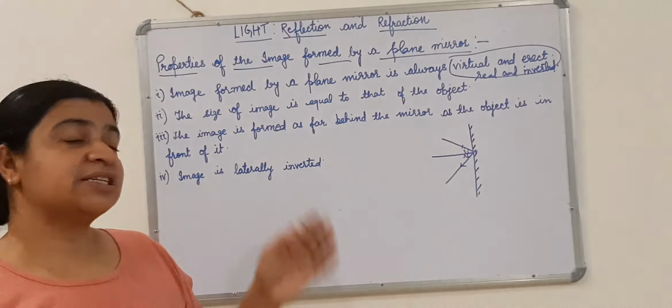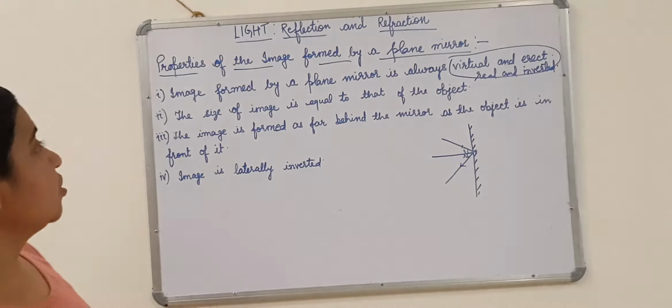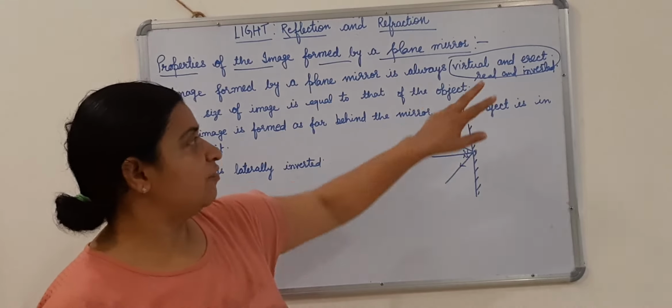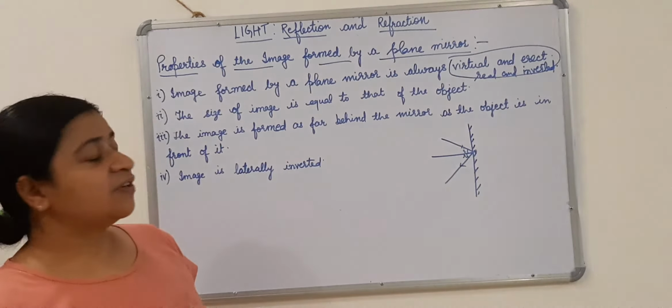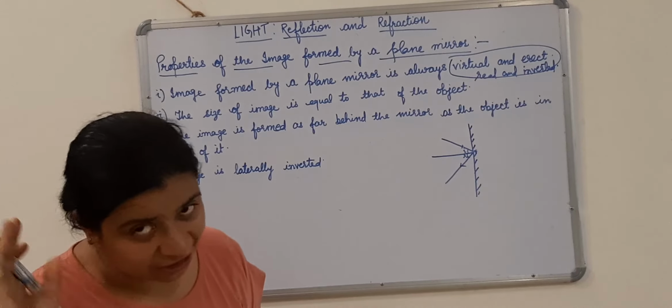When we perform this experiment in the lab, then you will come to know what I am talking about. So these are the properties, children, and before discussing anything in light, we need to keep these terms in mind: virtual erect, real and inverted. These are very, very important terms.